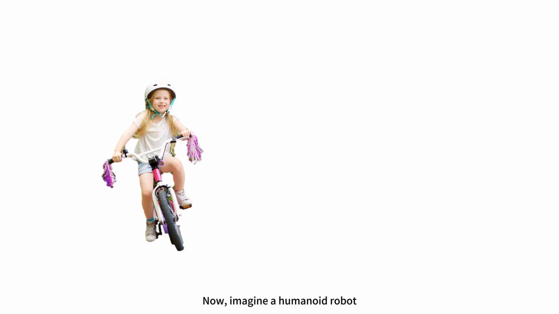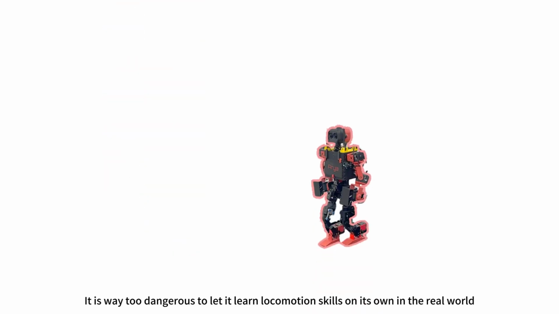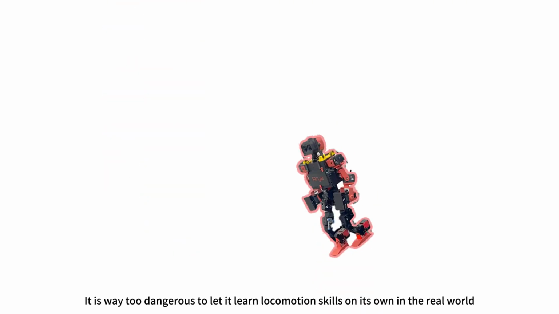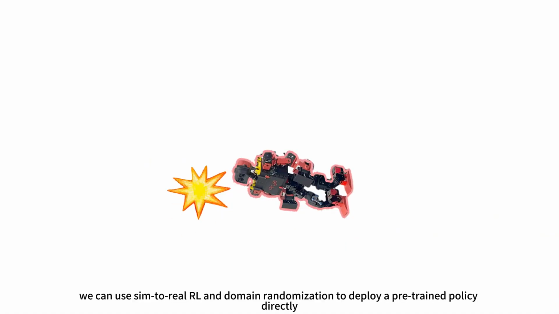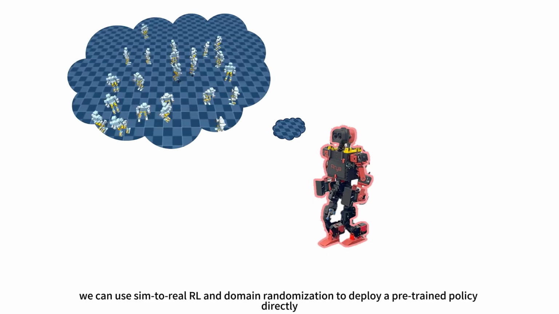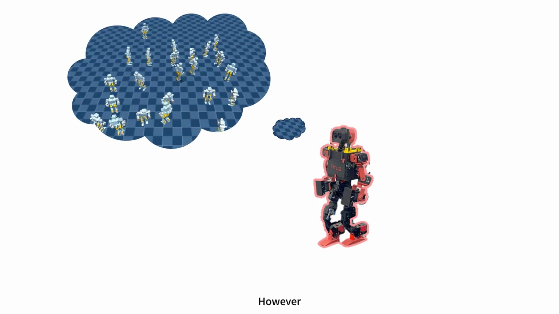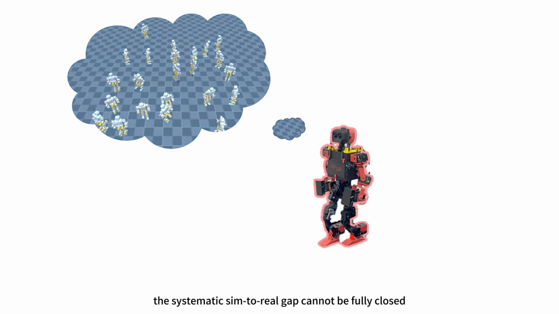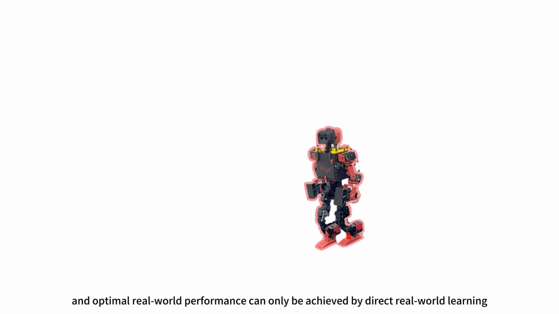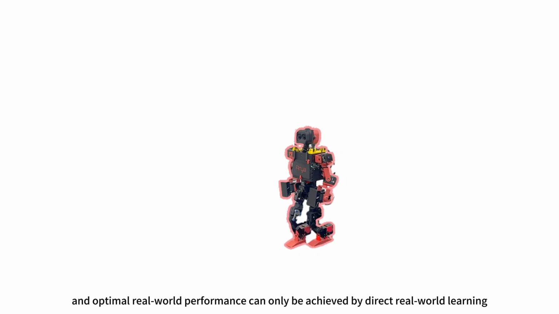Now, imagine a humanoid robot. It is way too dangerous to let it learn locomotion skills on its own in the real world. You may think that we can use sim-to-real RL and domain randomization to deploy a pre-trained policy directly. However, the systematic sim-to-real gap cannot be fully closed, and optimal real-world performance can only be achieved by direct real-world learning.